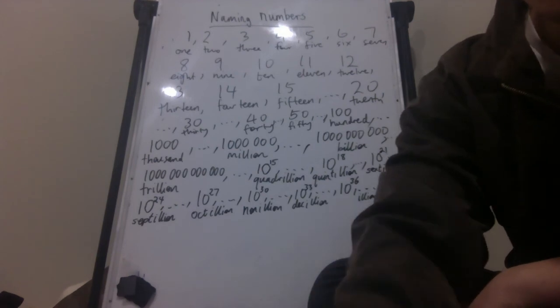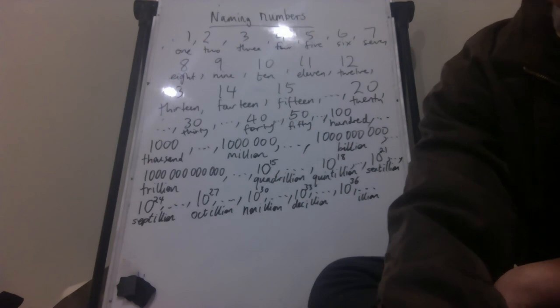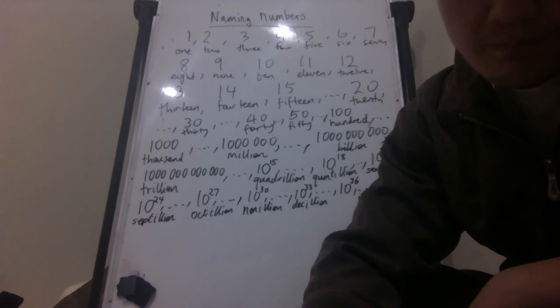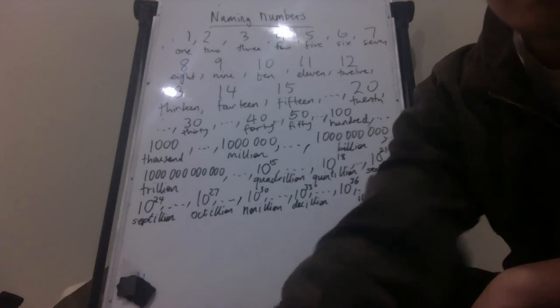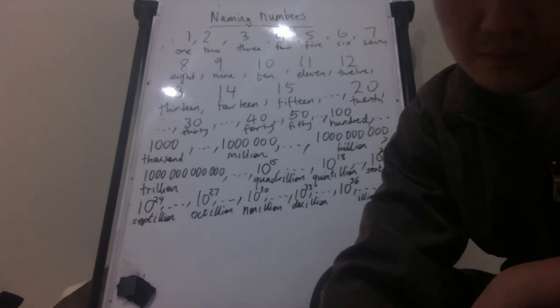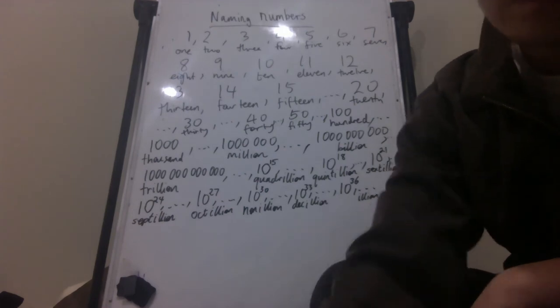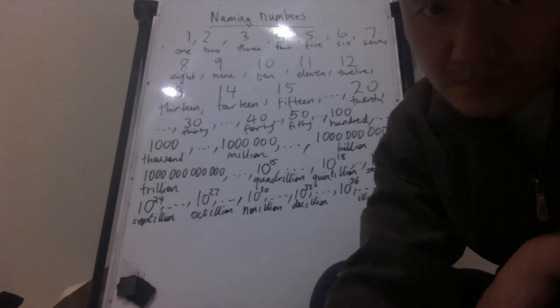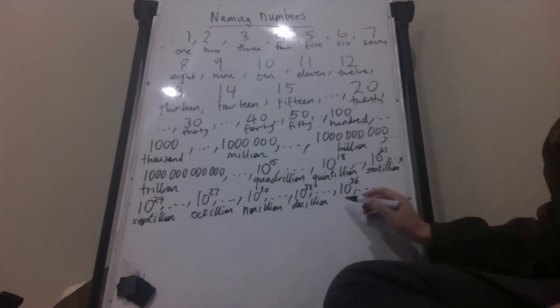Maybe the number is just called something illion, right? It has 36 zeros, so it has a funny name. It's called undecillion, okay? Undecillion.